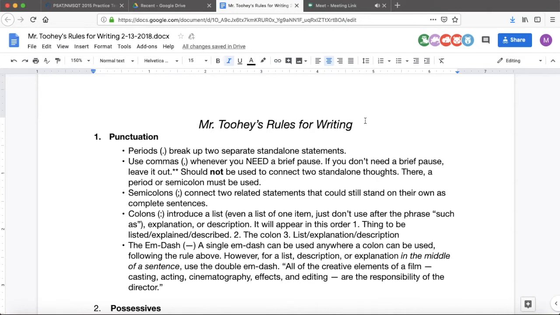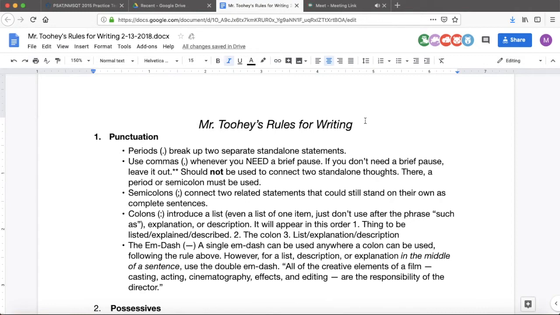Okay, great. Ava, go ahead and read the second bullet point for me, please. Commas. Use commas whenever you need a brief pause. If you don't need a brief pause, leave it out. Should not be used to connect 2 standalone thoughts. There, a period or semicolon must be used.